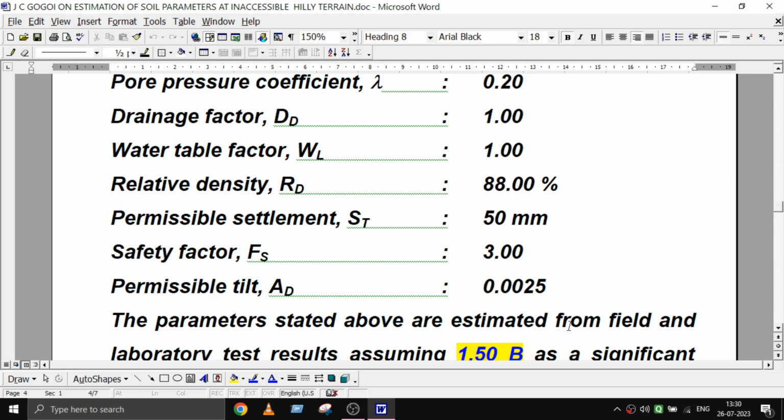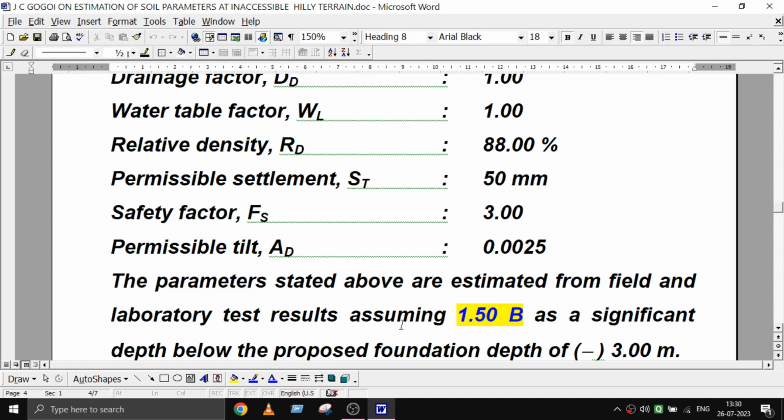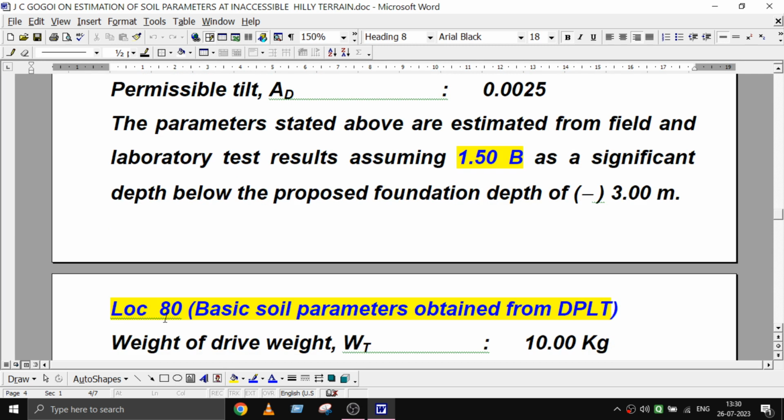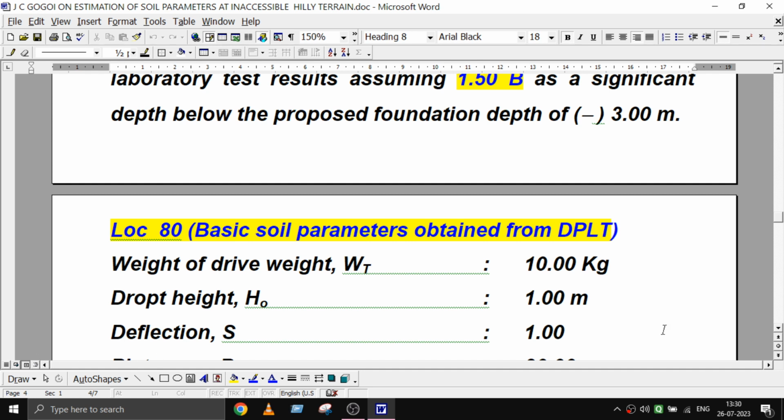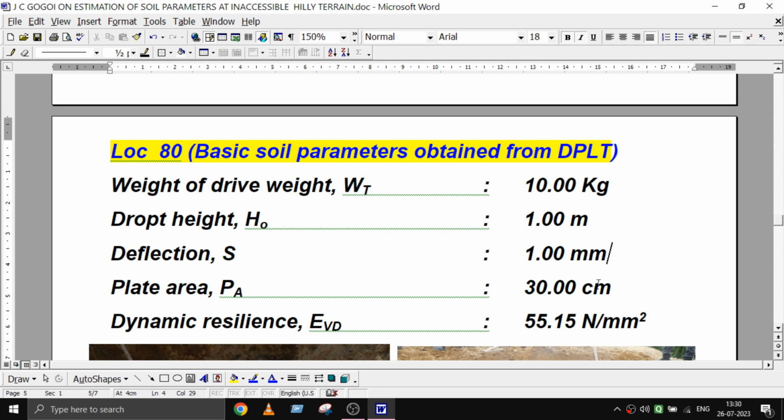The parameters stated above are estimated from the field and laboratory test results. Assume a significant depth of 1.5 B below the depth of foundation located at 3 meter. On the other hand, the DPLT test results, dynamic cone penetration test results: dry weight is 10 kg, drop height 1 meter, deflection 1 millimeter, and plate size 30 centimeter, dynamic resilience 55.15 newton per millimeter square.